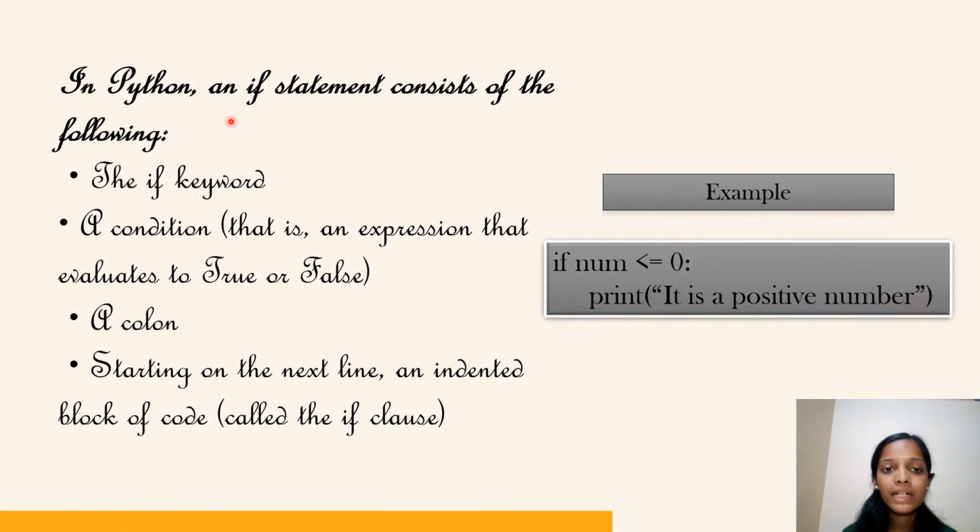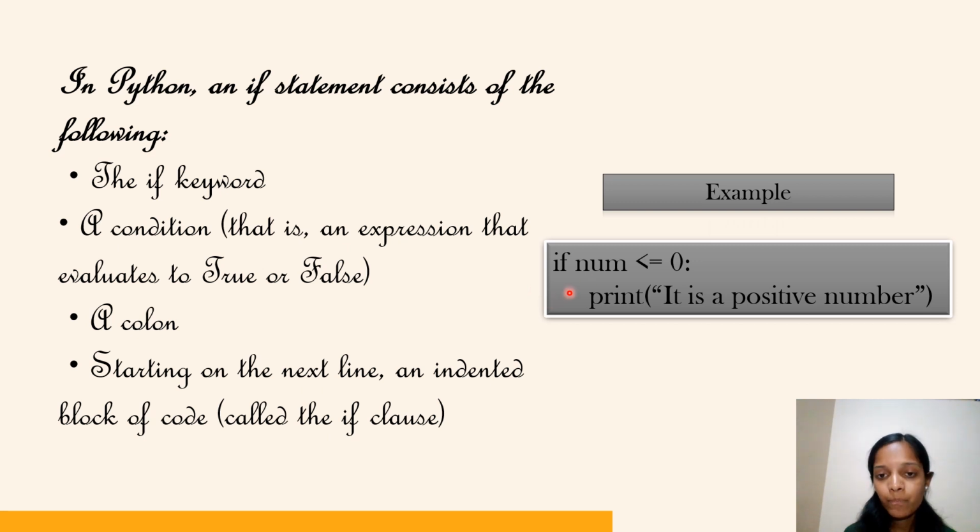In Python, an if statement consists of a particular set of words or clauses which are important, like a keyword. The if keyword is used, a condition which is to be evaluated as true or false, based on which the following statement will be printed, a colon after the condition, and starting on the next line, an indented block of code. We can see an example here.